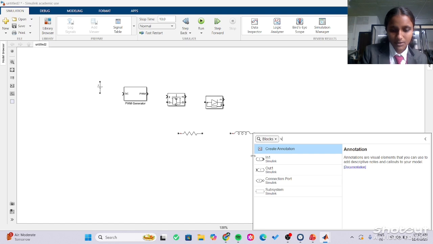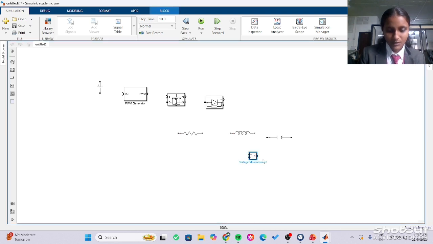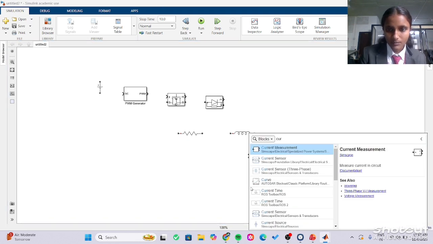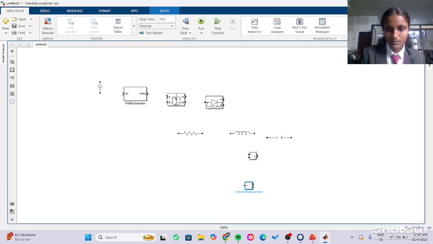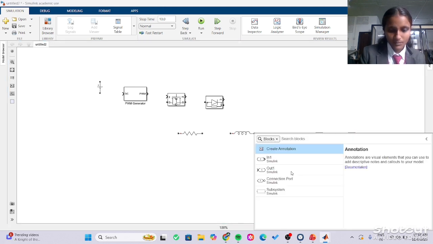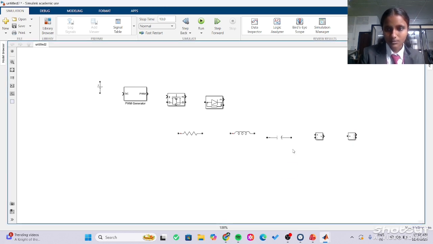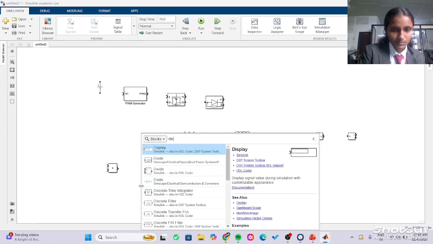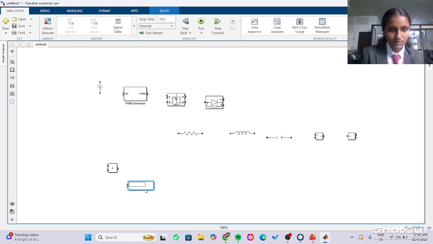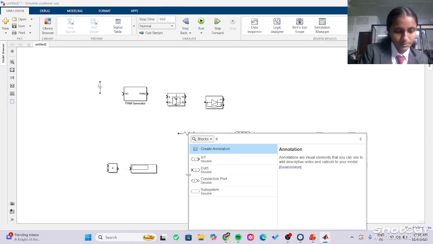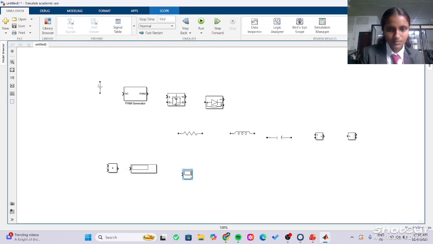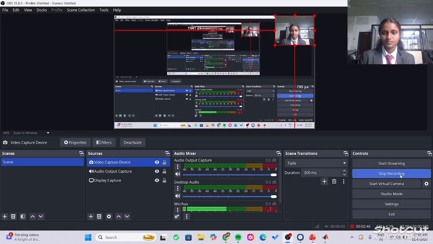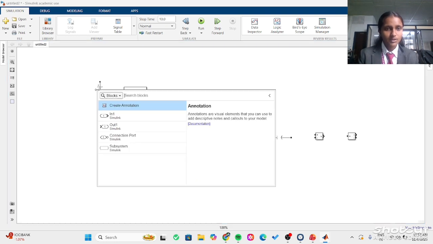Now I'm taking the voltage measurement and then the current measurement. And this is the product. This is the display, and the last is the scope. So these are all the components we are using for the simulation. I'm setting the parameters for these components.